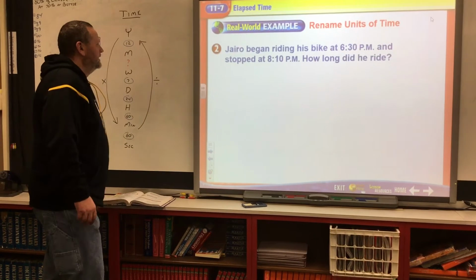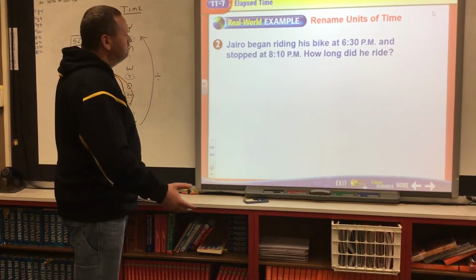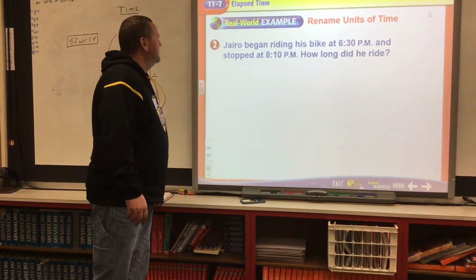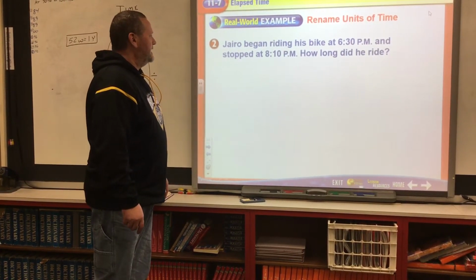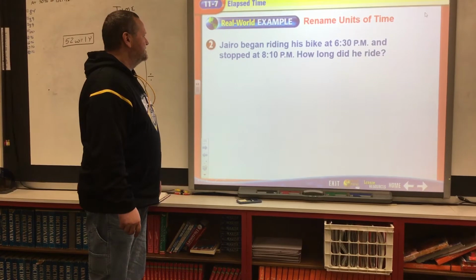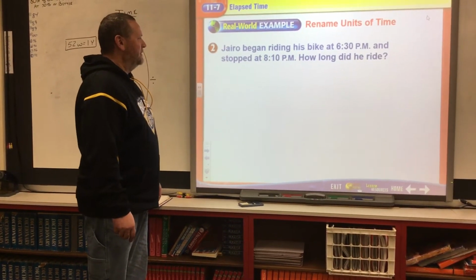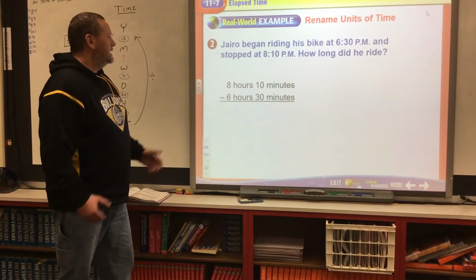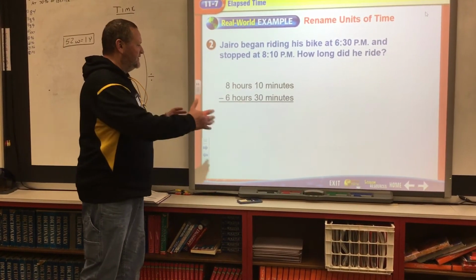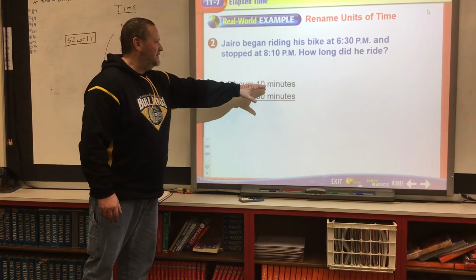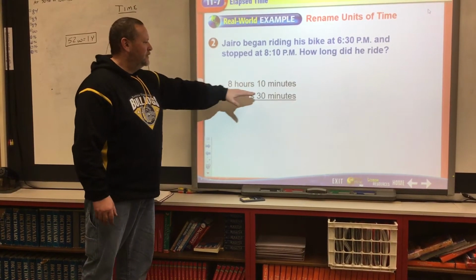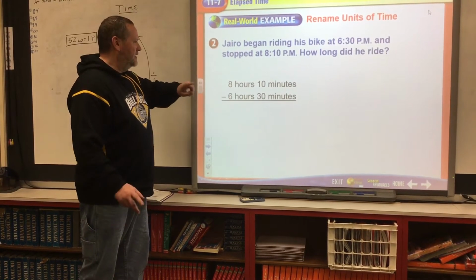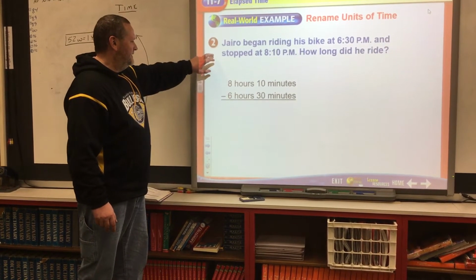There we go. Not sure how to pronounce the name, Giaro, kind of an interesting name. He began riding his bike at 6:30 p.m. and stopped at 8:10 p.m. How long did he ride? Again, we're separating them into the different amounts of time. 8 hours, 10 minutes is the ending. 6 hours, 30 is the beginning. But there's a little bit of a problem here, and we'll see if you can figure out how to solve it.